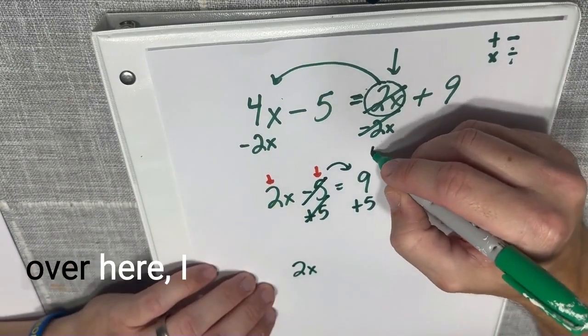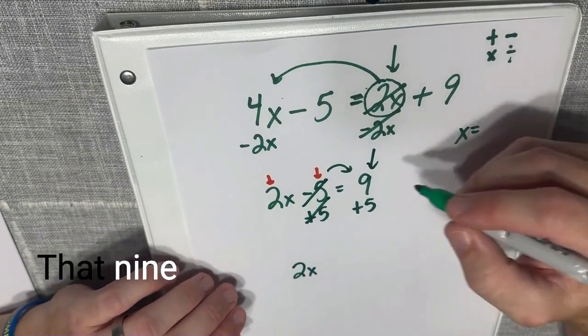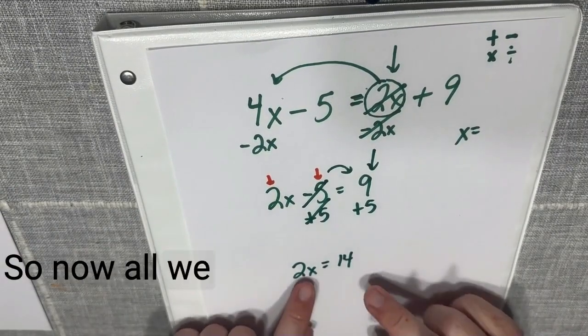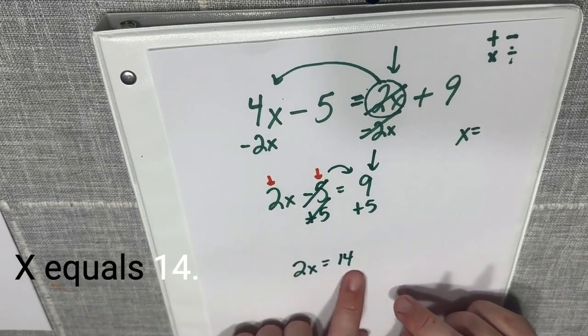Okay. Now over here, I can't forget to add those together. That 9 plus 5, that's 14. All right. So here we go. So now all we have left is just the 2x equals 14.